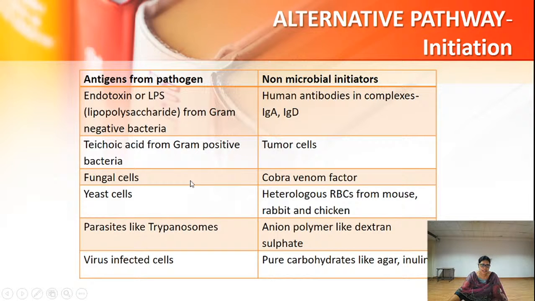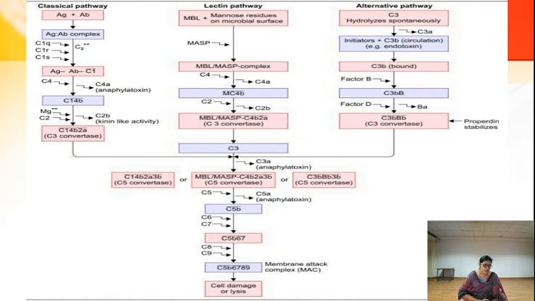We have teichoic acid, fungus, yeasts, parasites, virus, even other than microorganisms like complex antibodies, heterologous RBCs, tumor cells, etc. So this will initiate the alternate pathway. Once activated, the alternate pathway directly acts on the C3, here also C1 is not present.